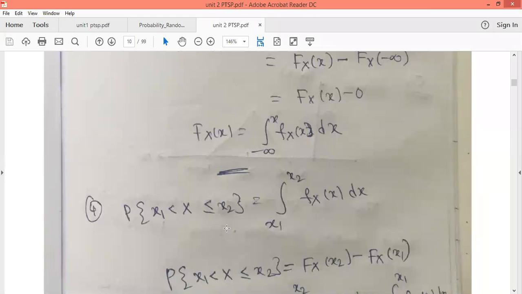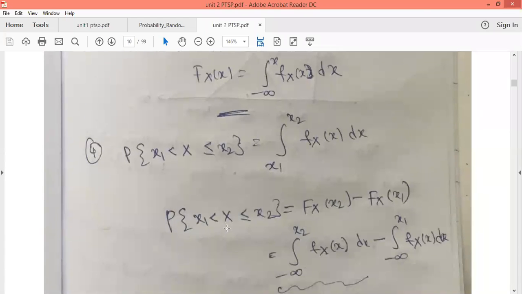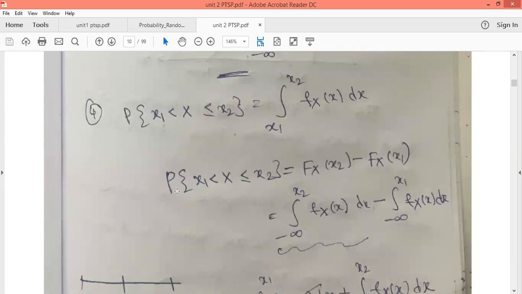Okay, then the fourth property says that the probability of x1 less than X less than or equal to x2 will be equal to the integral from x1 to x2 of fX(x) dx. Okay, this is the property we have to prove. So from the properties we know that the probability of x1 less than X less than or equal to x2 will be equal to FX(x2) minus FX(x1). So this particular equation we got from the properties of distribution function.